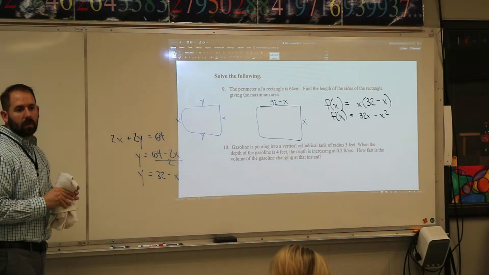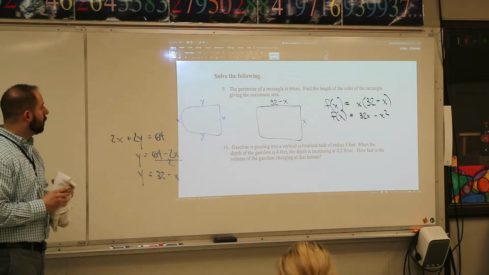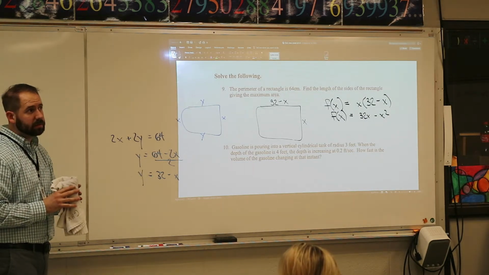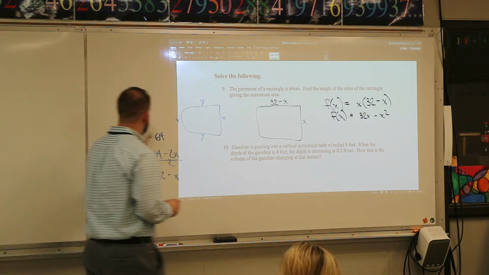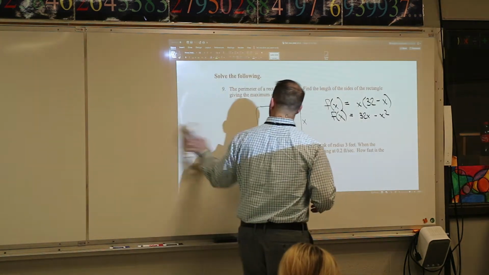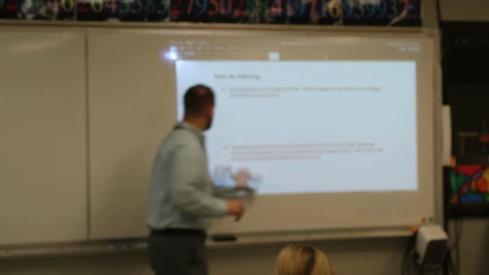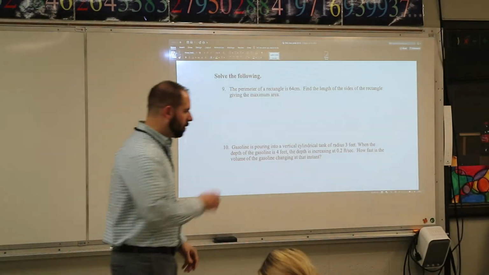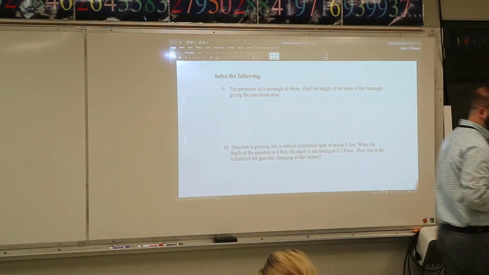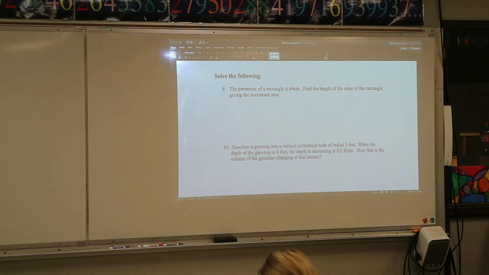Then you factor the first derivative. Okay, we good with that one? Can I go on? Yeah. Then solve for x: 32 minus 2x, add 2x over, and then divide by 2. So x equals 16.